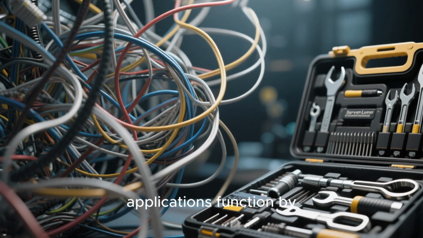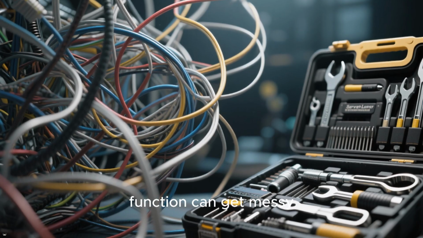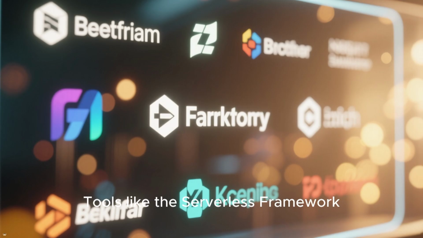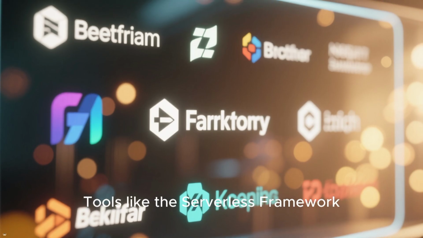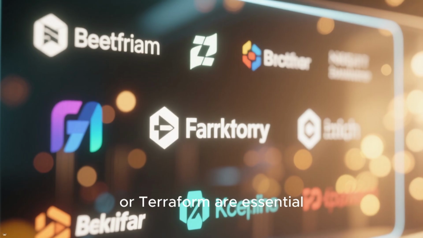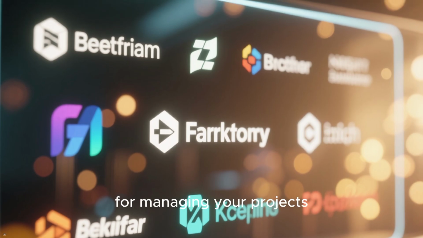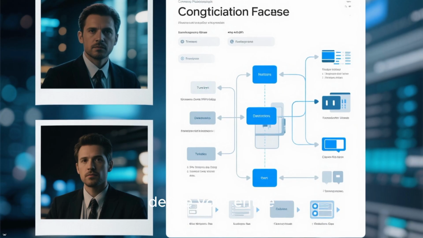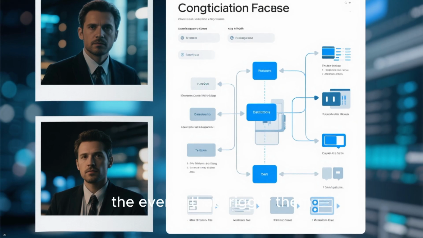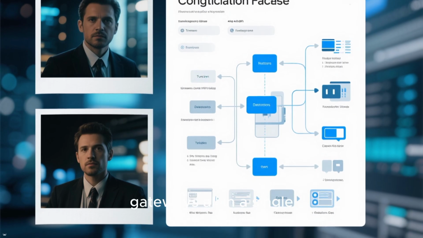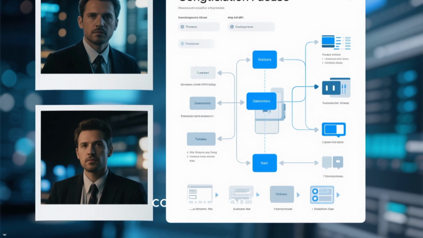Building complex applications function by function can get messy. This is where serverless frameworks come to the rescue. Tools like the Serverless Framework, AWS SAM (Serverless Application Model), and Terraform are essential for managing your projects efficiently. These frameworks allow you to define your entire application, your functions, the events that trigger them, and any required infrastructure like databases or API gateways in a single configuration file.